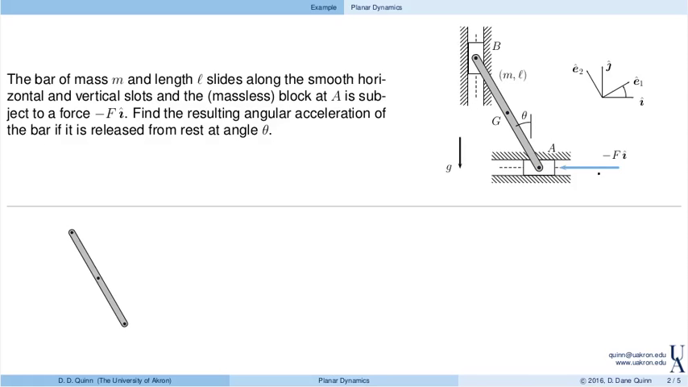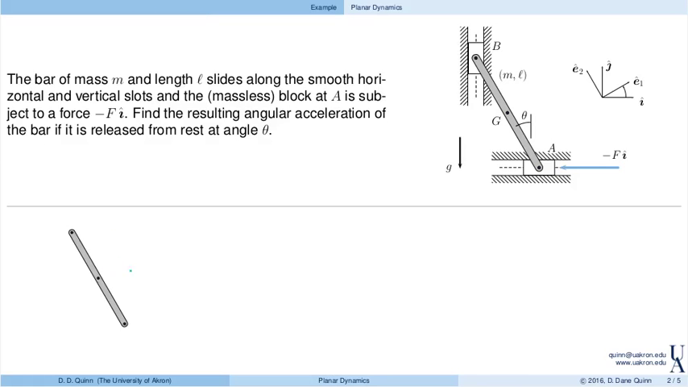shown. I will apply a force minus F in the I direction, so the force is to the left, to the block A, and then I'd like to find the resulting angular acceleration of the bar if it's released from rest at some angle theta. So here, let's begin by looking at the system, and in particular the forces that act on this bar.